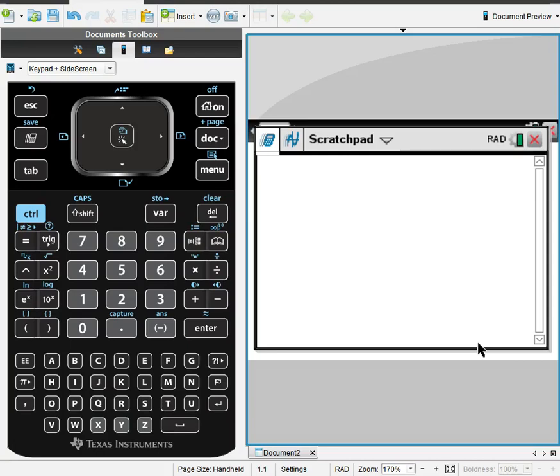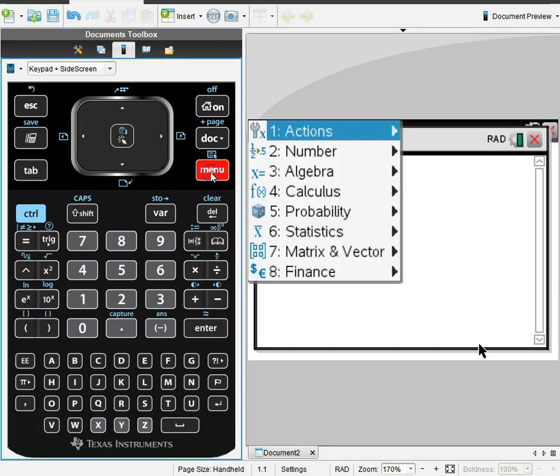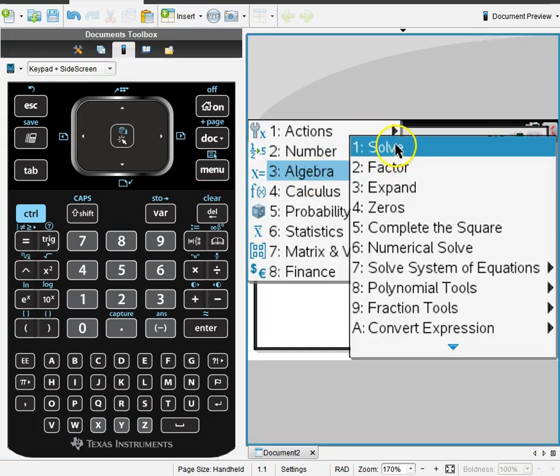How to save time in statistics using the solver on your calculator. So let's say you are using a z-score formula to solve for the standard deviation. You're going to go to Menu, Algebra, Solve.